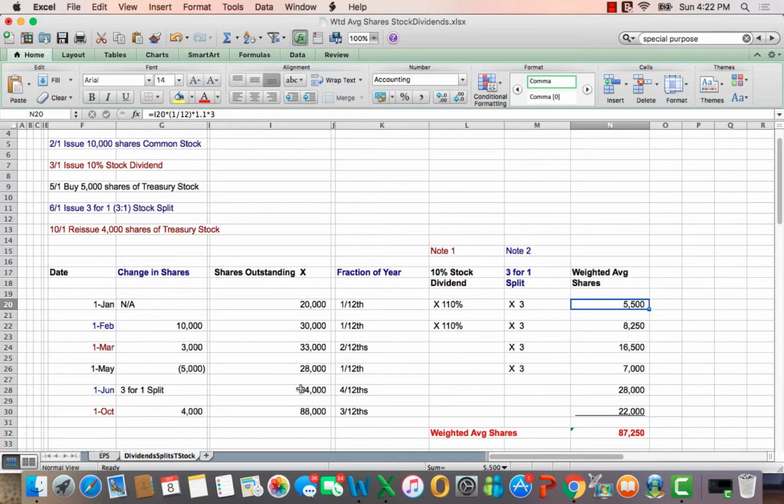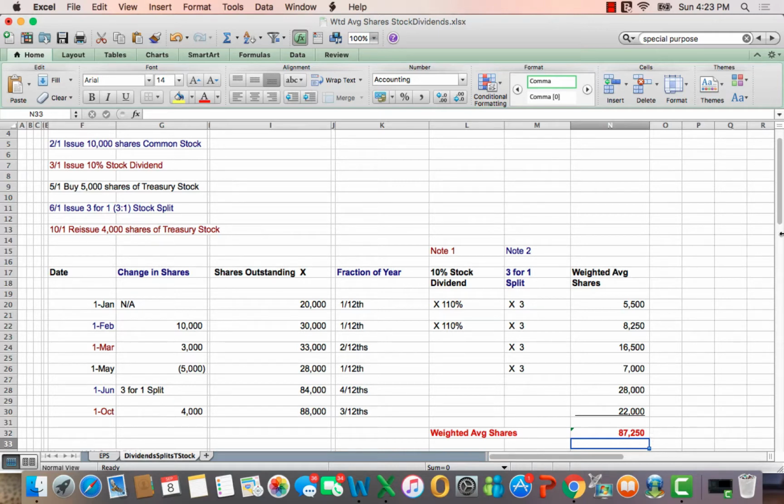If I slide down and do another example, here the weighted average shares on June 1st after the split, you'll see that we multiply 84,000 shares times 4/12 of a year, the period from June 1st to October 1st. We do not make an adjustment for stock dividends and splits because that already is in that calculation. We come up with 28,000 shares. And finally, if we add up the total, we get in red 87,250 shares.